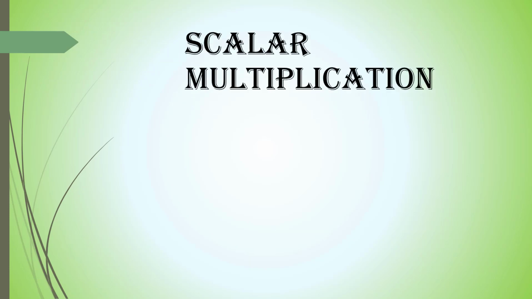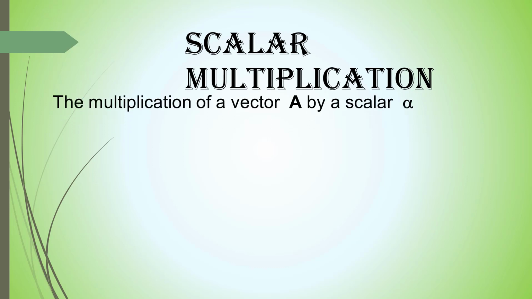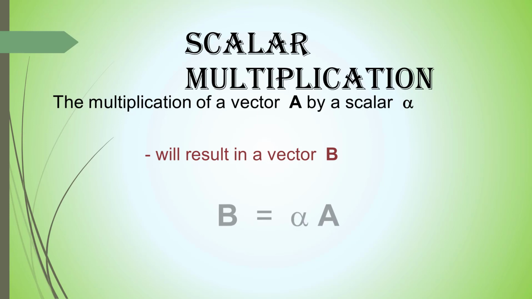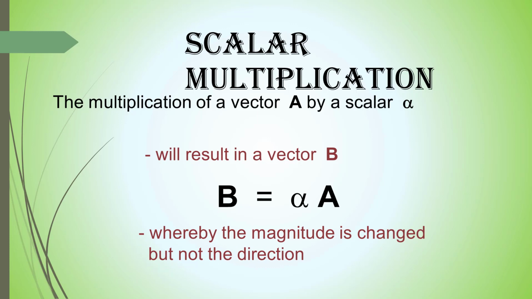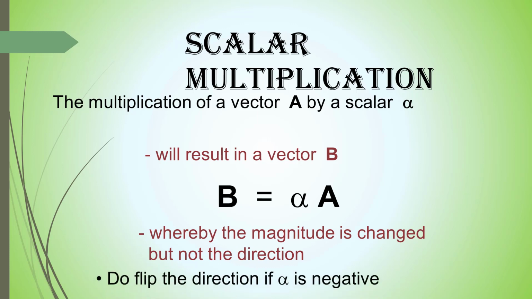We can add vectors in all these ways. So what about scalar multiplication? If we multiply a vector by a scalar, the multiplication will result in a vector b. We will have another vector whose direction will be the same if we have a positive scalar, and its direction will be changed if we have a negative scalar. So magnitude is changed but not the direction.